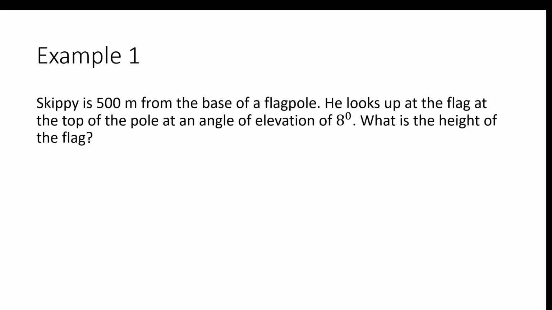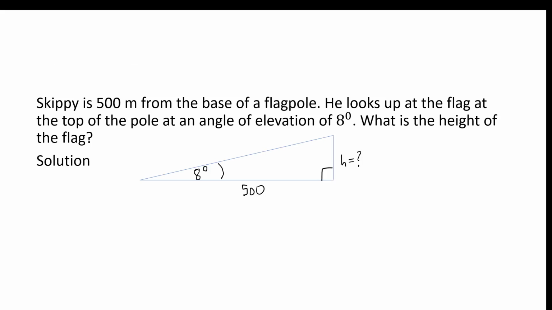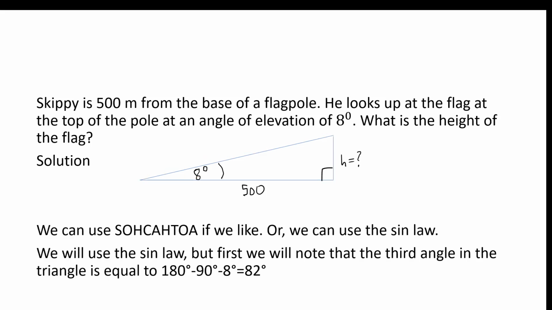So let's say Skippy is 500 meters from the base of a flagpole, and he looks up at the flag at the top of the pole at an angle of elevation of 8 degrees. We want to know the height of the flag. So what we do is we put Skippy at one end here, and we put the flagpole here, and we see that he's 500 meters away, and we want to draw an angle of elevation of 8 degrees. We assume a flagpole is made at a 90-degree angle to the ground, and so we can use SOHCAHTOA if you like, or you can use the sine law.